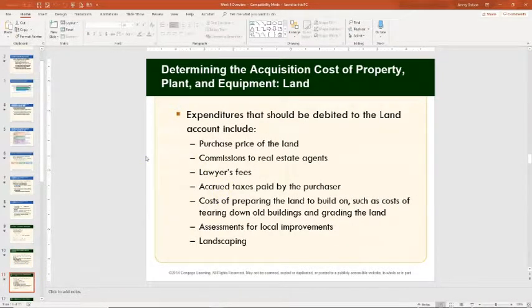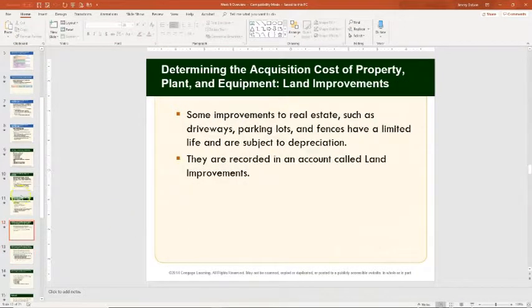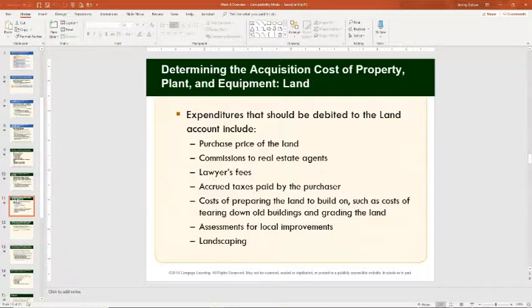Expenses that should be debited to the land account, for example. If you're purchasing land, it looks a little bit different. The price of the land, commissions, fees, all the closing costs, and that sort of thing. All the assessments by local people, landscaping, all go into what would be debited to the land account.